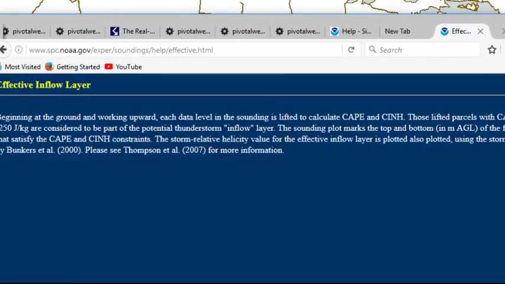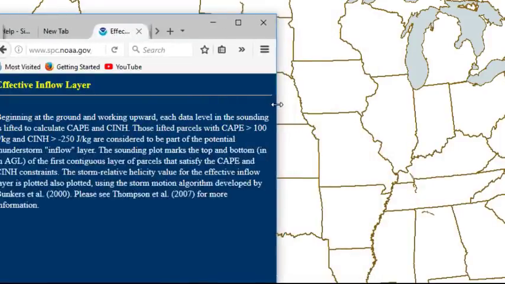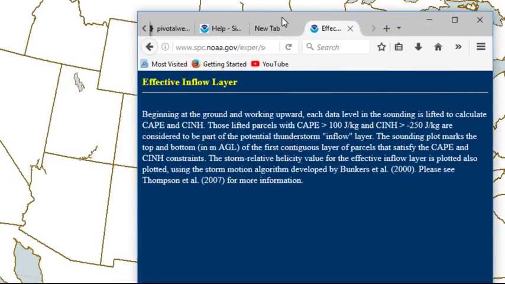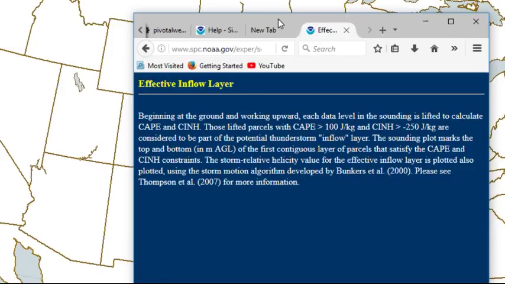Yeah, there's a very good page here that explains it. Let me make sure that this is showing. This is on the SPC page. If you go to their experimental mesoscale products, you can click on this, and you can see that they're basically working up the sounding and looking at parcels that have over 100 CAPE and convective inhibition above 250 there. So that's basically how you do it right there. So that kind of weeds out cold parcels near the surface and parcels that are very well capped.